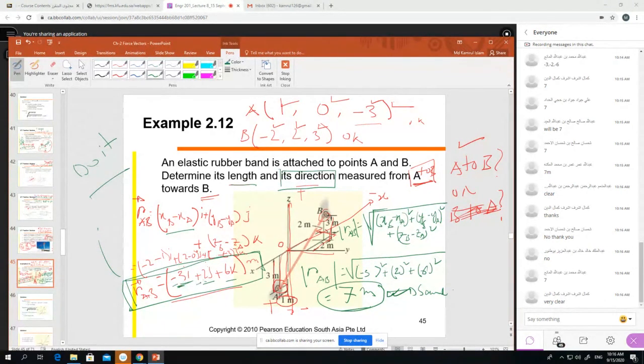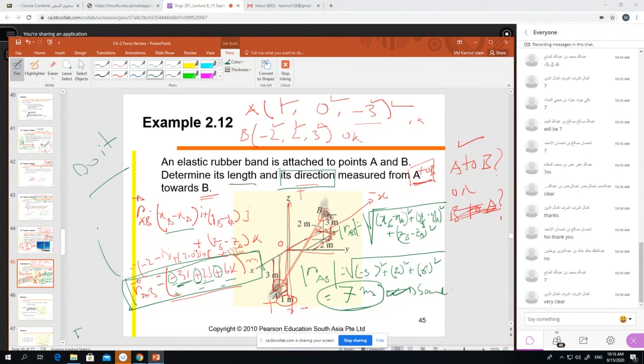This sign will be different. This one and this one will be different. You know, this one will be plus, this one will be minus, this one will be minus. You do it and you check. My observation will be different. Yes, but the length will be same.